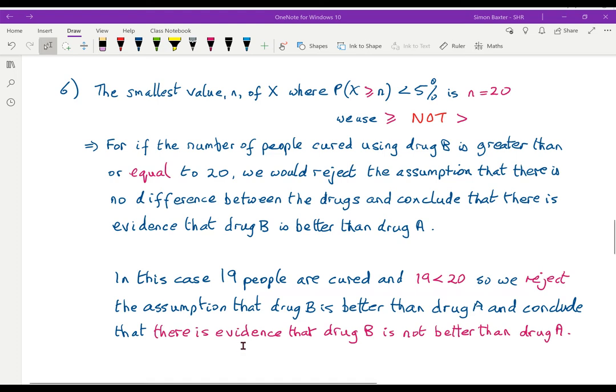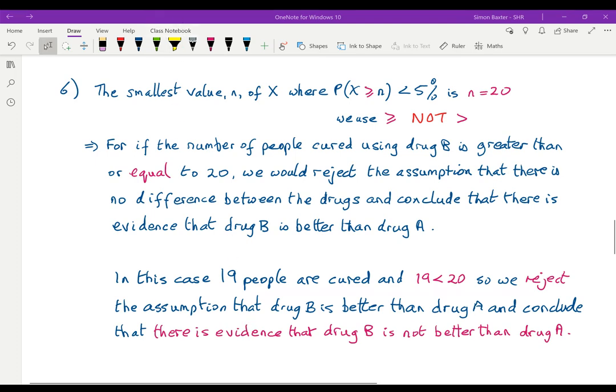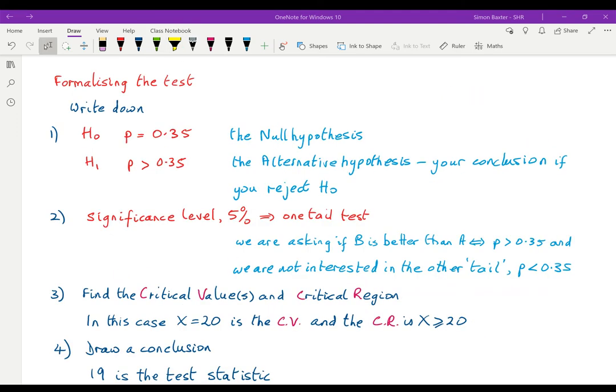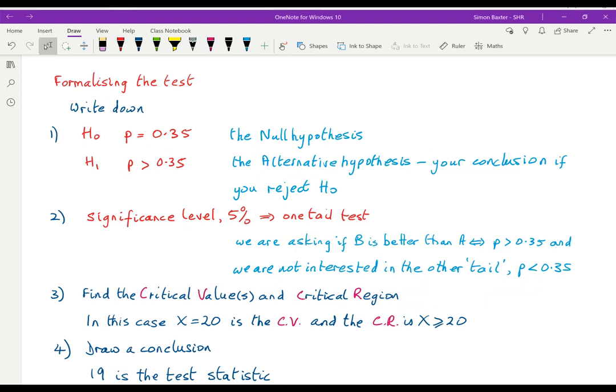Okay, now let's take this on and formalize the way that we write this out. Your exam board is really quite fussy about the way in which you write out your significance tests. The first thing you have to do is write down H0. This is what's called the null hypothesis, the sort of no difference hypothesis. But you're not allowed to use words, just use the red. H0: p is equal to 0.35.